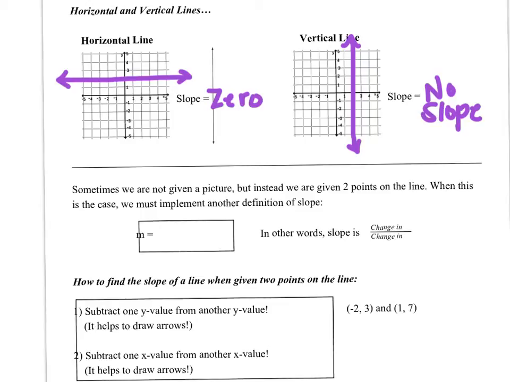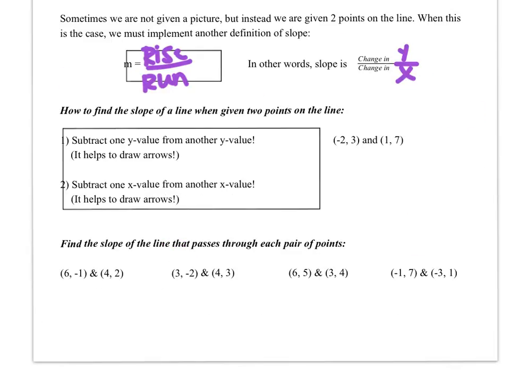Now, sometimes we're not given a picture, but instead we're given 2 points on the line. When this is the case, we have to implement another definition of slope. So what we're looking for is, we know that the slope is the rise over the run, which is the change in y compared to the change in x. So what we need to do is from given 2 points, we need to find how much the y changed and how much the x changed. So to do this, we need to subtract one y value from the other y value, and then subtract one x value from the other x value.